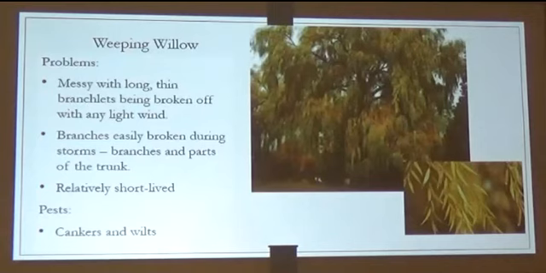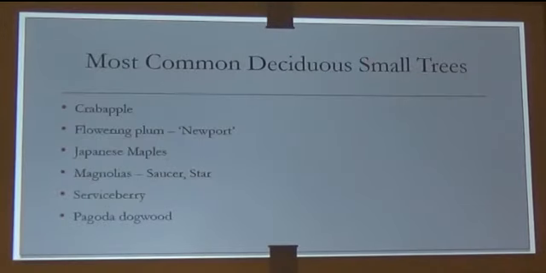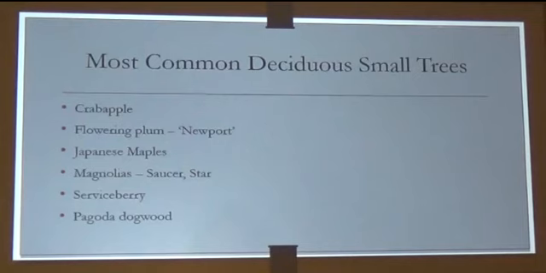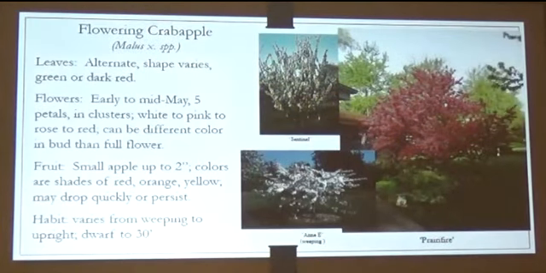But not a great plant to plant. And that's relatively short-lived because of all that. And cankers. They get cankers and wilts. They have several of those kinds of diseases that make it very difficult. All right. So let's look at the small trees now, starting with our crabapple.